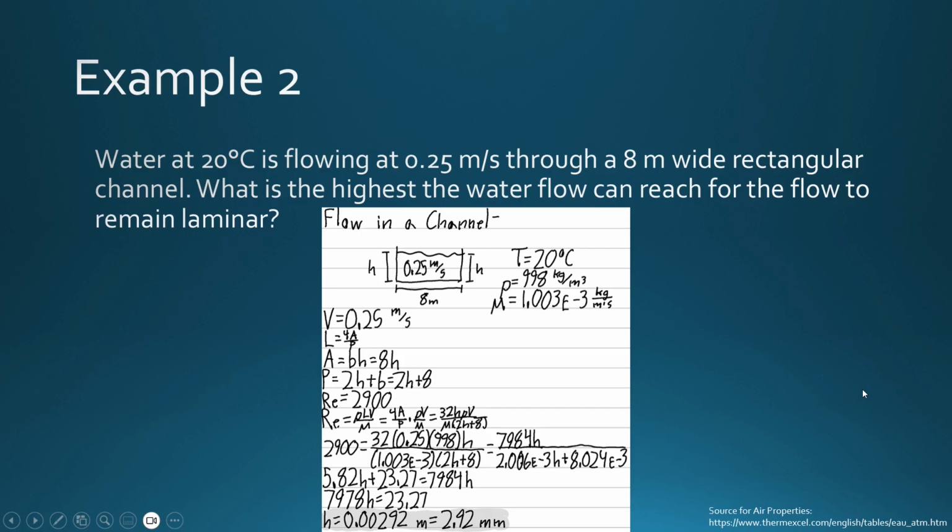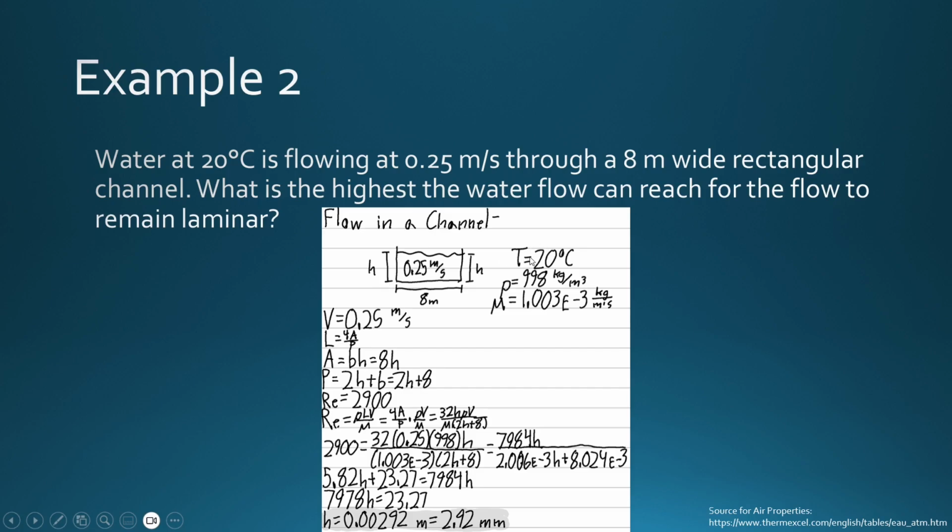All right, so now for a little bit more complicated of an example, we have this example of flow in a channel. So water at 20 degrees Celsius is flowing at 0.25 meters per second through an 8-meter wide rectangular channel. And we are asked what is the highest the water flow can reach for the flow to remain laminar. So what we're interested in this case is this H value right here.